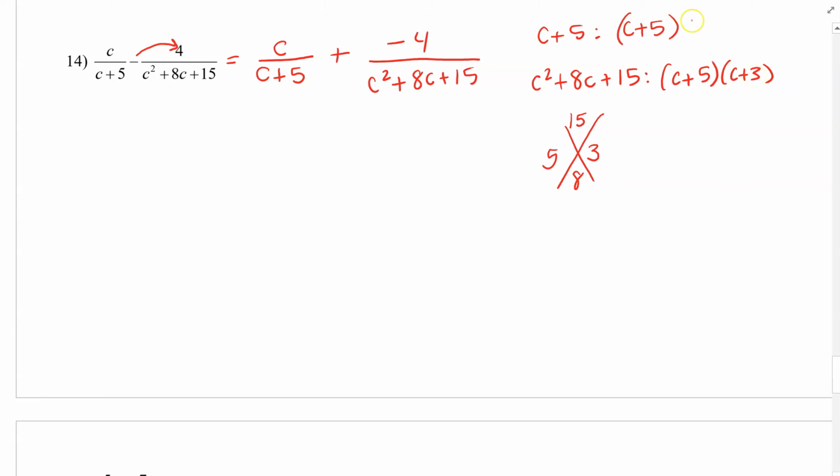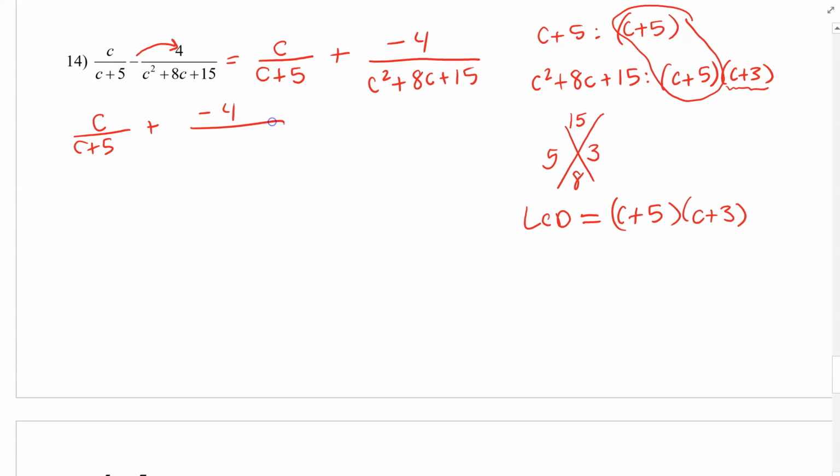So then I do notice they have a factor in common. So my LCD is going to equal that common factor of c plus 5 and then times the remaining factor of c plus 3. So basically, my LCD is just the second denominator. But I'm going to keep it in factored form because it makes things a little bit easier. In fact, I'm going to rewrite this problem with the denominator in factored form.